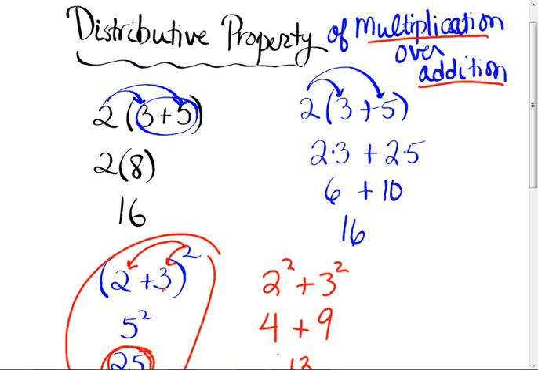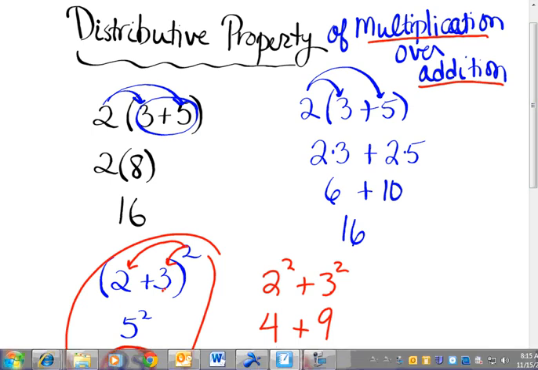Can I change the order when I add two numbers? If I add 2 and 3, can I add 3 and 2? Do I get the same answer?